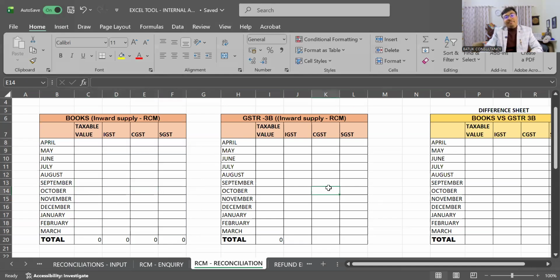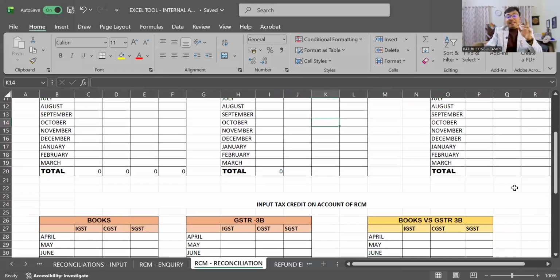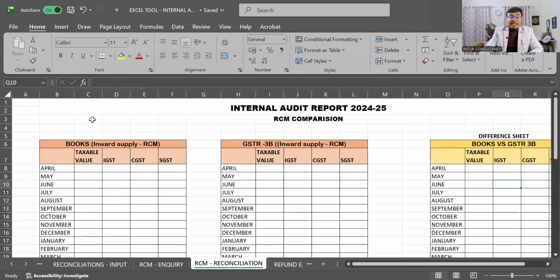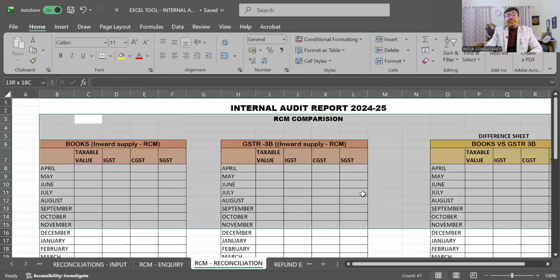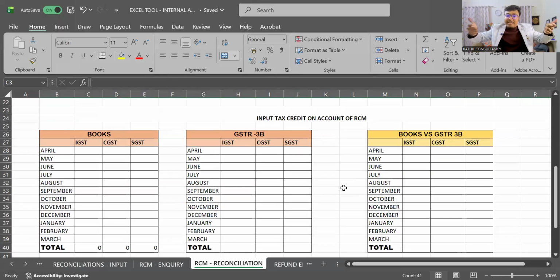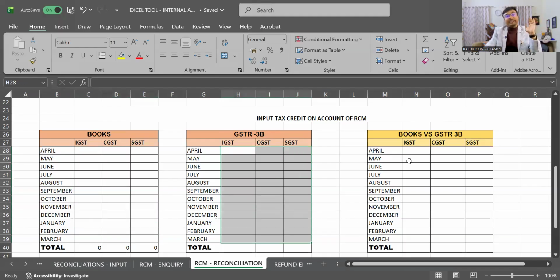Compare the books related figure with GSTR 3B, and if there are any differences, then we identify and highlight the differences. This is tax payable under reverse charge mechanism. Second, whatever tax we are paying under reverse charge mechanism, we will be eligible to claim the input tax credit for the same amount. So we need to go for that type of reconciliation: ITC as per books of accounts under reverse charge mechanism, ITC as per GSTR 3B, and differences.